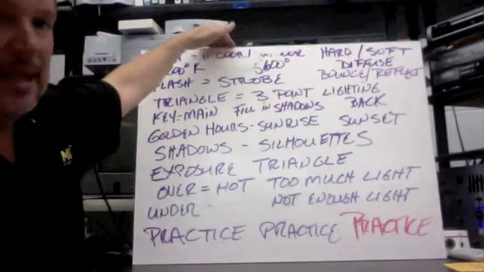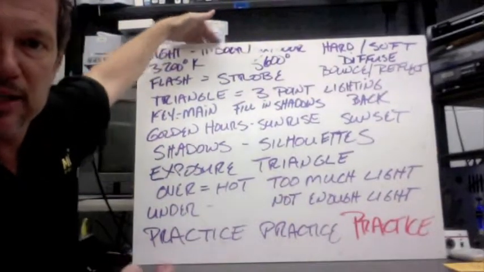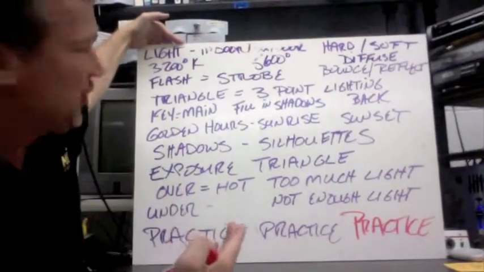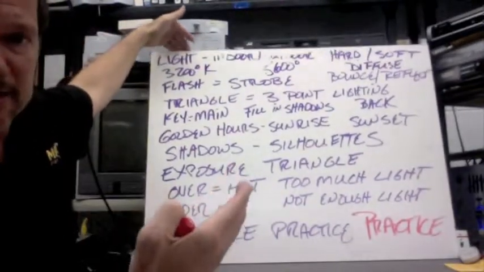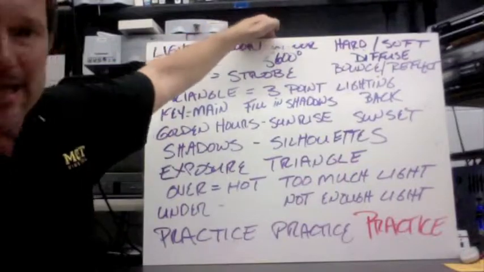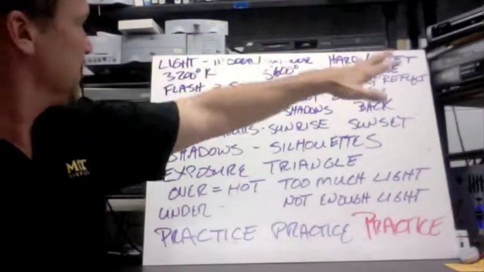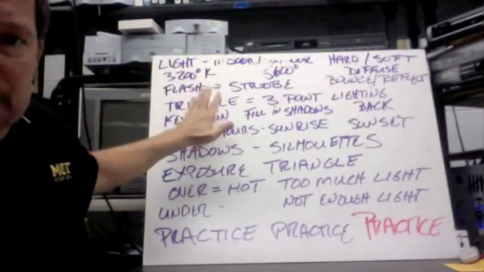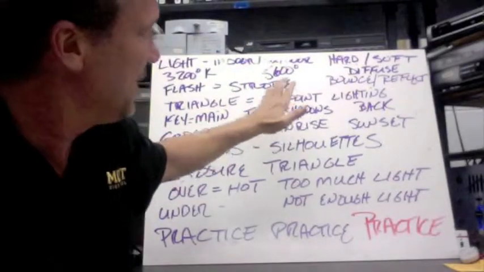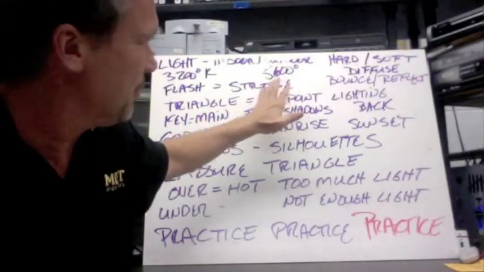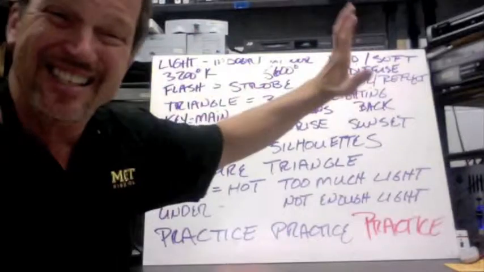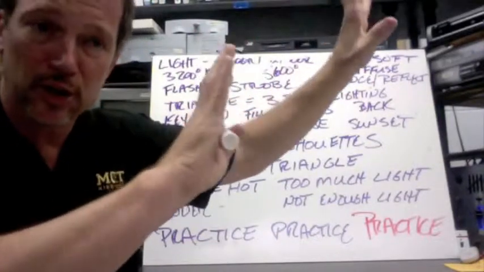All right. Light. One of the most important things for photography is you've got to have good light. There are two basic types of light: indoor and outdoor light, hard and soft. Indoor light has a temperature of 3200 degrees Kelvin, outdoor light 5600 degrees Kelvin. Hard light is harsh shadows, hard to look at.